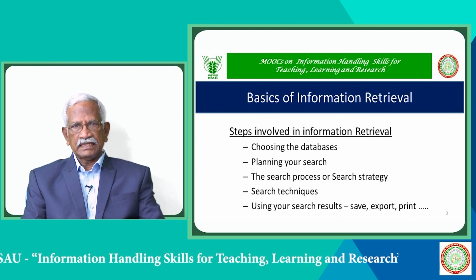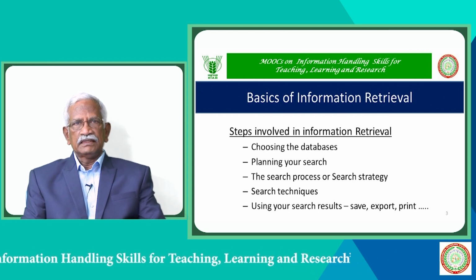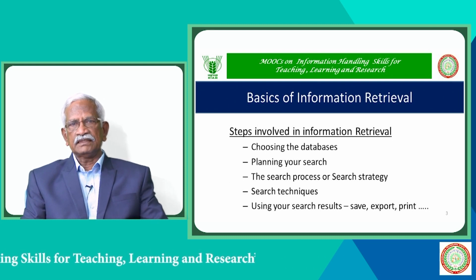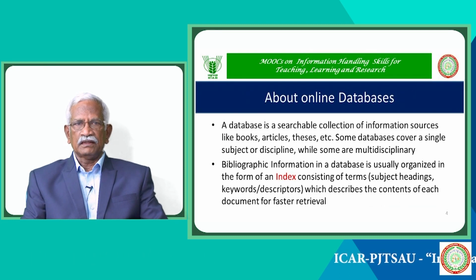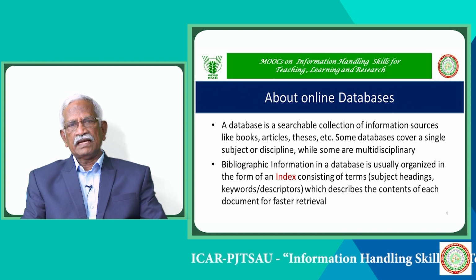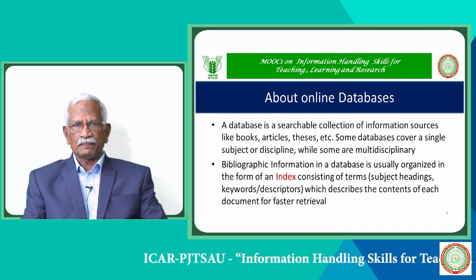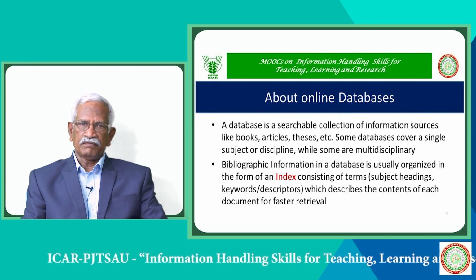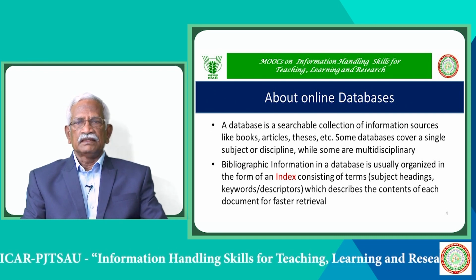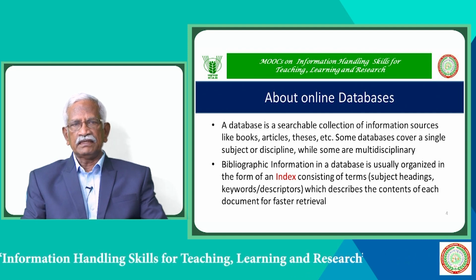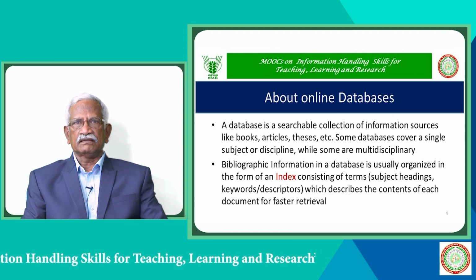Before we proceed to the next lesson, it is better to understand online databases. A database is a searchable collection of information sources like books, articles, theses, etc. Some databases cover a single subject or discipline, whereas others are multidisciplinary. Bibliographic information in a database is usually organized in the form of an index consisting of terms, that is, subject headings, keywords or descriptors, which describe the content of each document for faster retrieval.